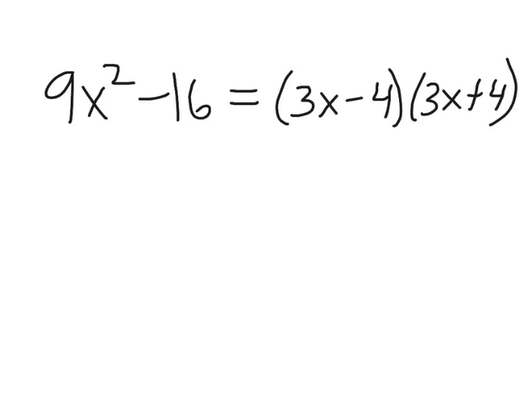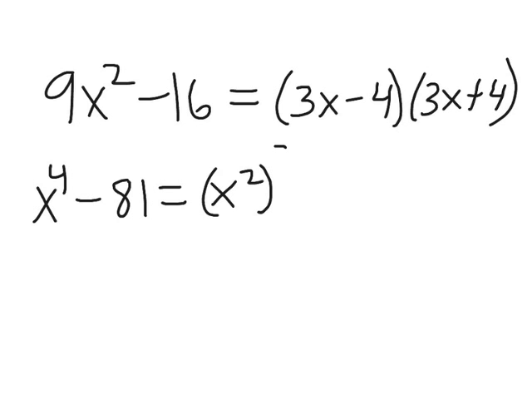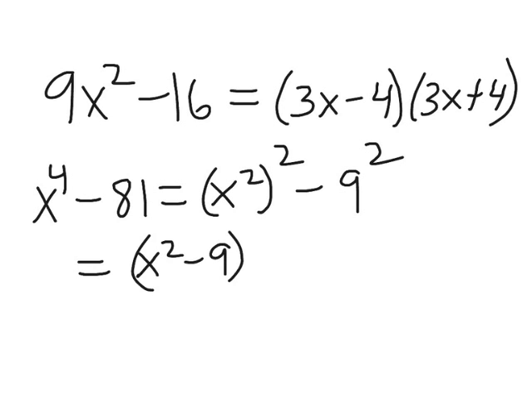Students don't usually have a great trouble with the difference of squares. This one might cause a little bit of confusion though. x to the fourth minus 81. What you need to recognize is x to the fourth is really x squared squared. So you really do have a square there. And 81 is 9 squared. So that's going to factor as x squared minus 9 and x squared plus 9.